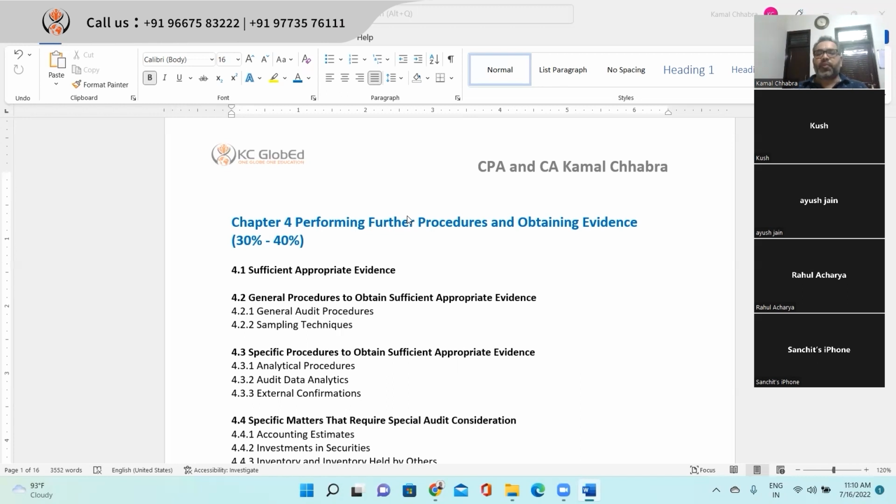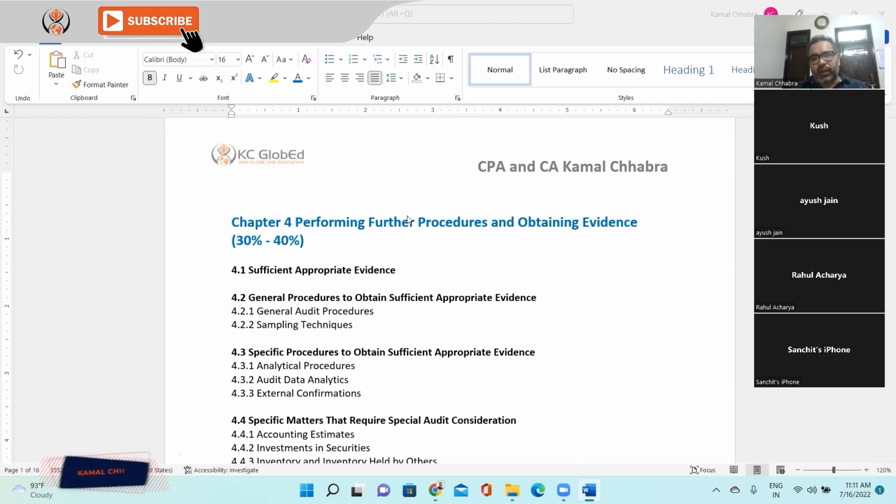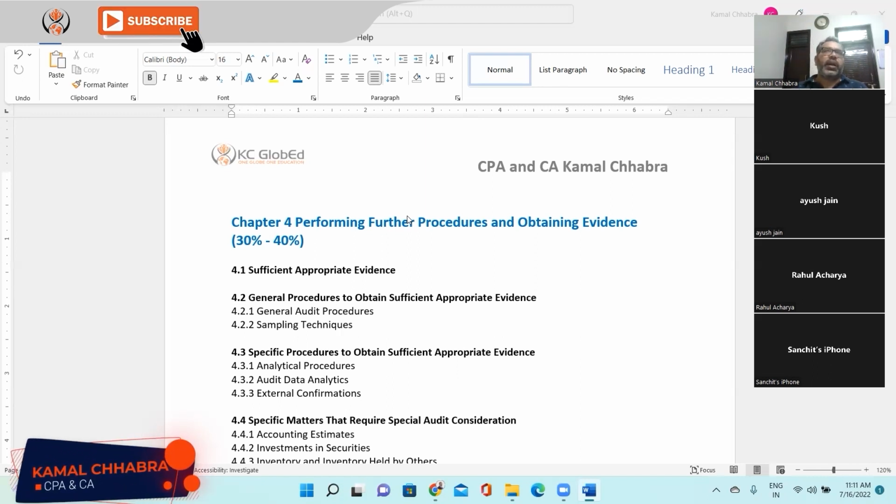After that, once we are done with all general audit procedures and sampling techniques, there are a few things called specific procedures to obtain sufficient and appropriate evidence, which include analytical procedures. What are the three types of analytical procedures in audit? Do you remember? Planning analytical procedures, substantive, and then overall analytical procedures. Yes, absolutely true. In the previous chapter, we discussed planning analytical review. In this chapter, we will discuss in more detail the substantive analytical procedure as well as the overall conclusion analytical procedure.